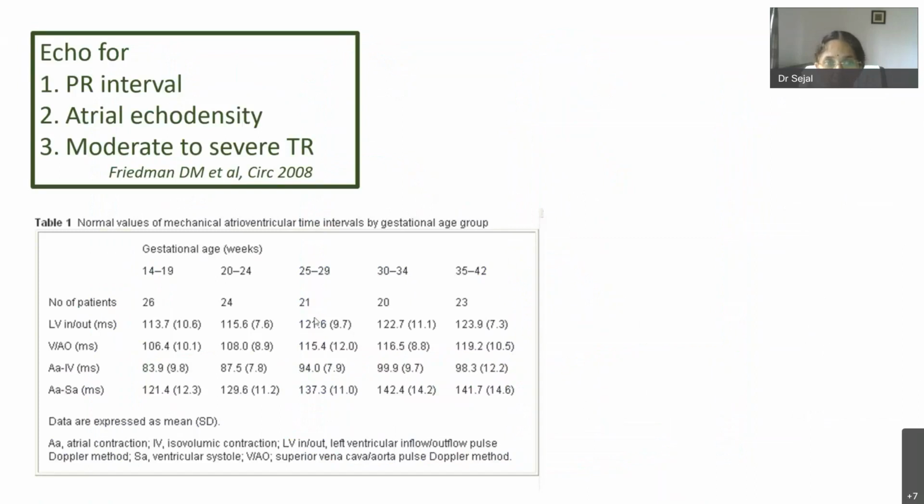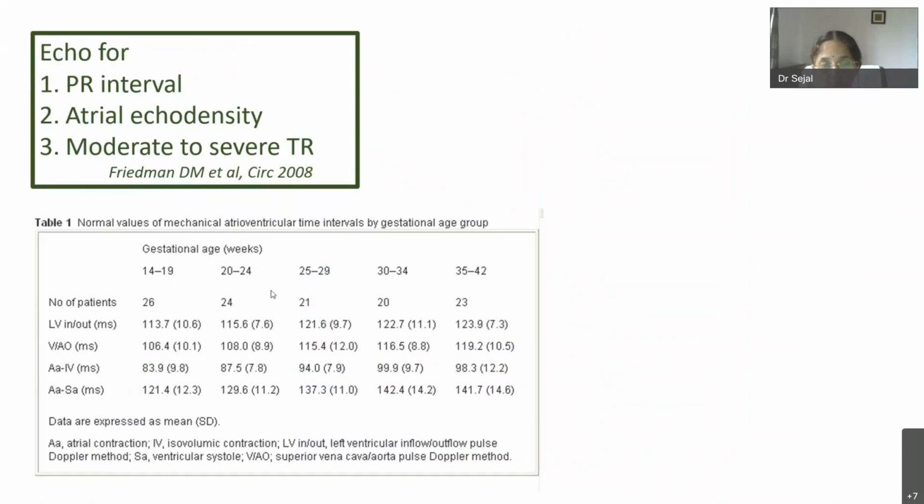Now, this is the chart which I was talking about, where you have gestational age compared to the method, which can give you a PR interval. For example, here you have the mitral inflow-outflow method, and you can see that the SVC-aorta method is going to give different PR interval measurements compared to LV inflow-outflow. So your method is important and your gestational age is important.